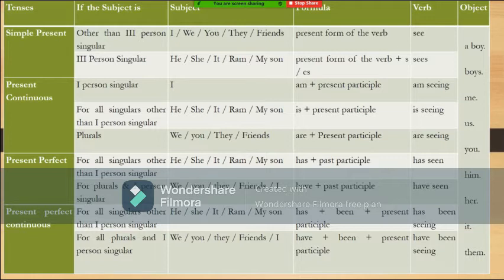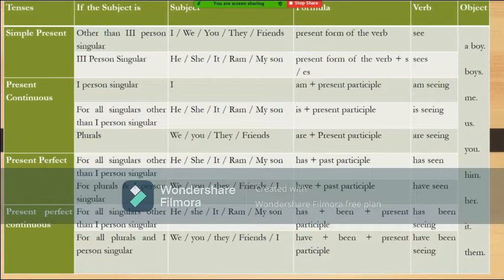In simple present tense, we have to use the present form of the verb. There are 4 forms. We have to use only the present form to indicate simple present tense. If the subject is third person singular, what are third person singulars? He, she, it. Then Ram is also third person singular. My son is also third person singular. For these, we have to use the present form of the verb plus s or es. If the verb ends with o, like go, goes, there we have to use es. That is the point which you have to take note of.